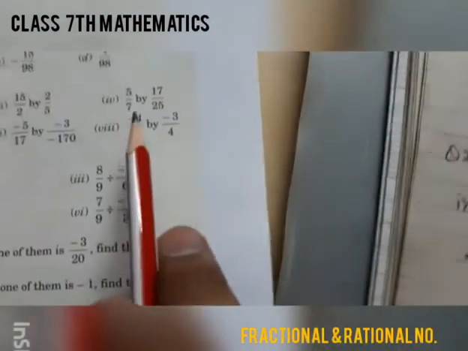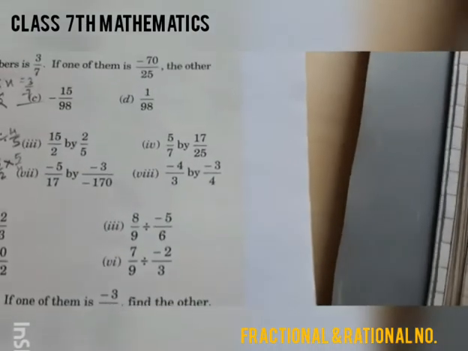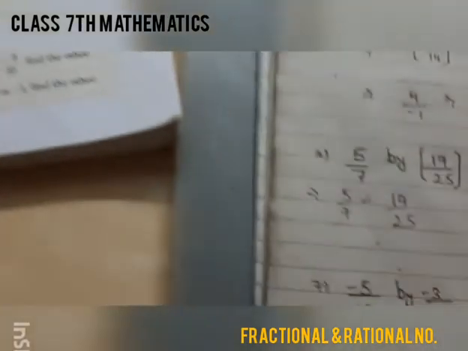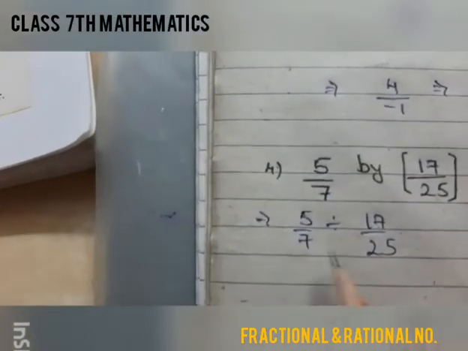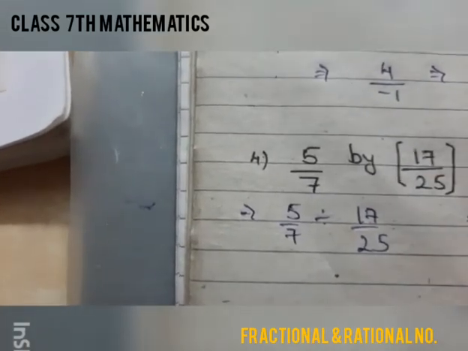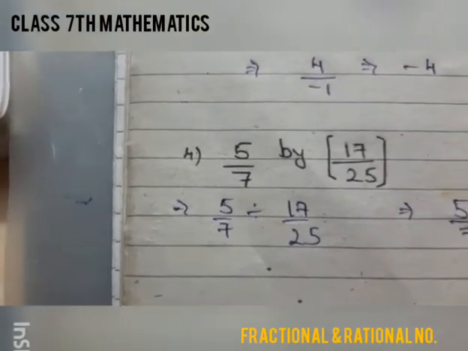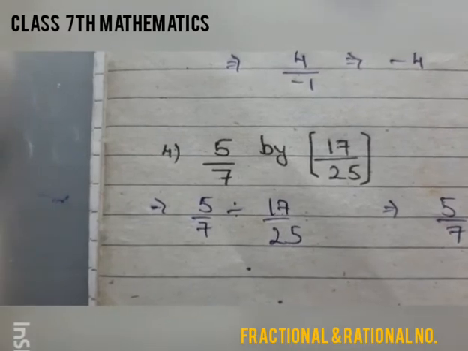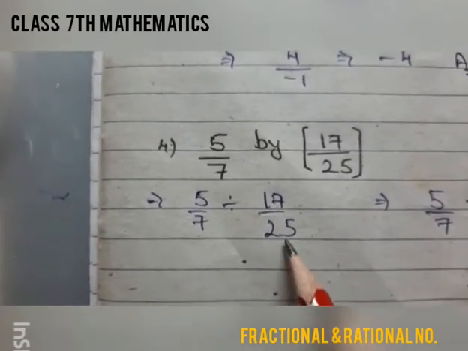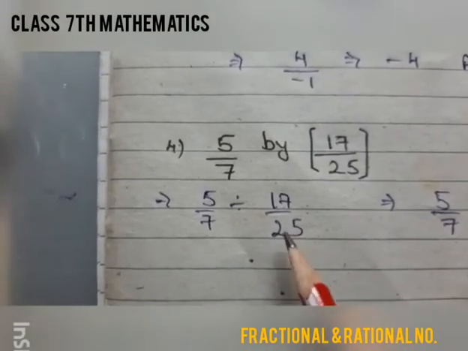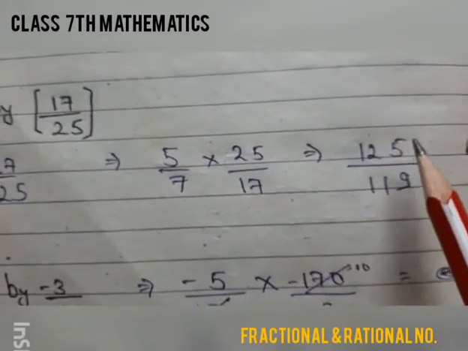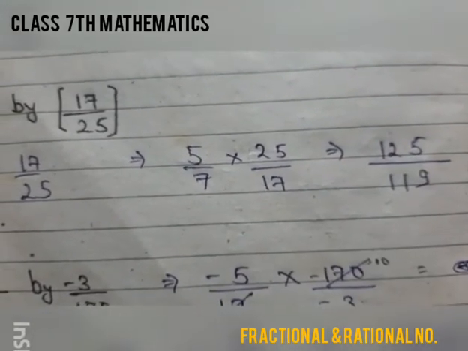Let's see question number 4. 5 upon 7 by 17 upon 25. Once again, first write it down properly: 5 upon 7 divided by 17 upon 25. Now according to the process, multiply the first rational number into the reciprocal of the second rational number. Now this is your second rational number. What will be its reciprocal? 25 upon 17. Write it down, 25 upon 17. When you solve it, the answer will be 125 upon 119.